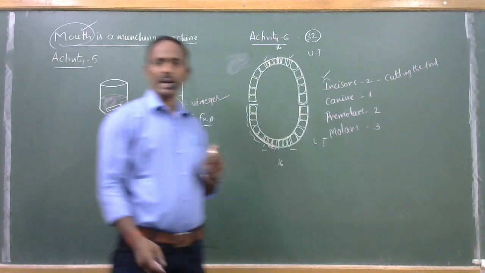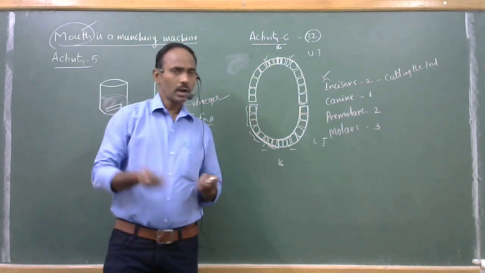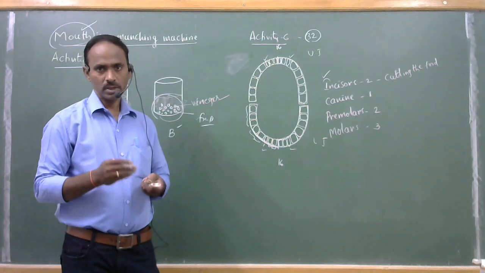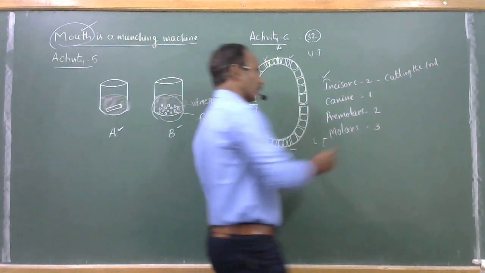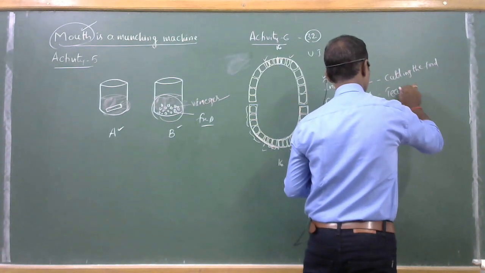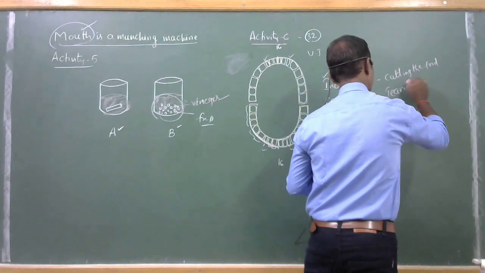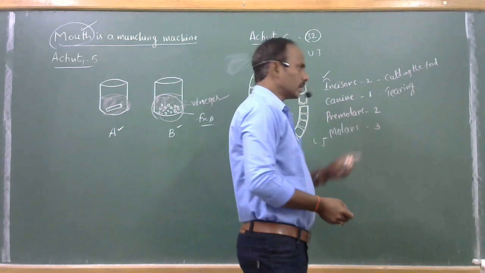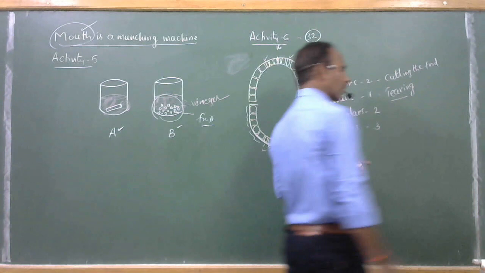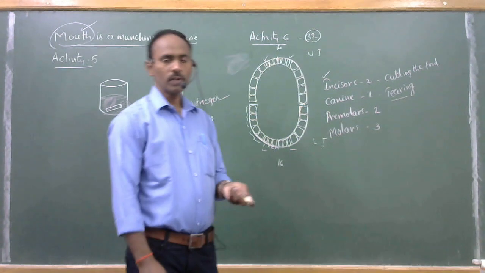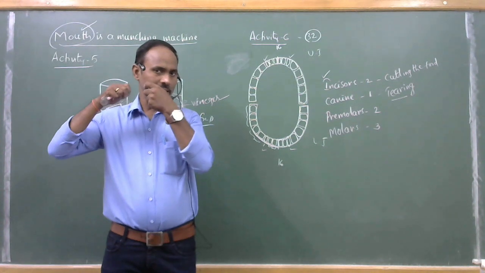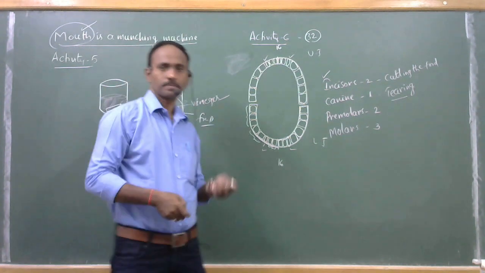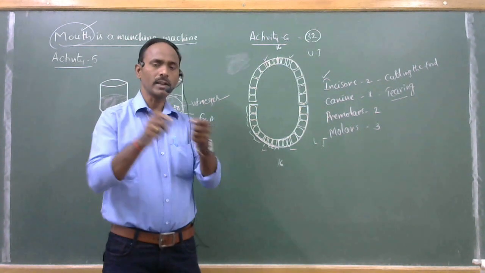Canine is completely like a sharp pointed edge. These teeth are useful for tearing the food material. So these are commonly called the tearing teeth. For example, if we would like to eat sugar cane, we are going to eat like this. The canine is useful to tear the food materials.